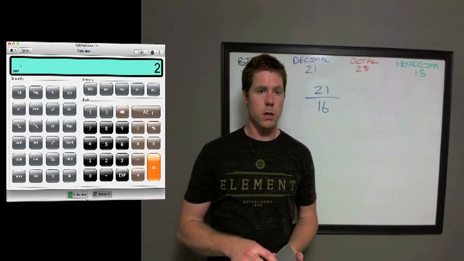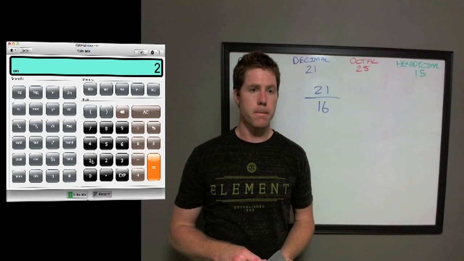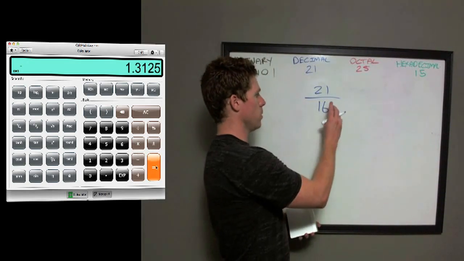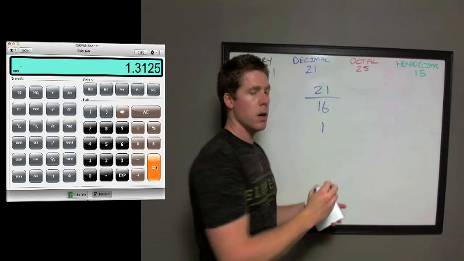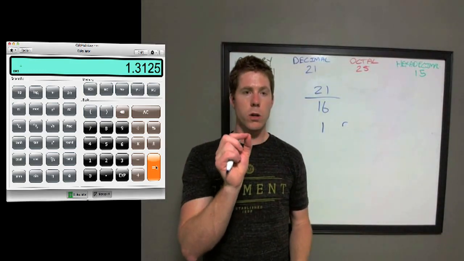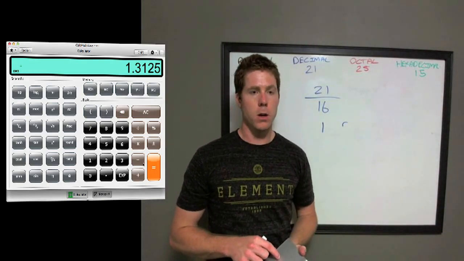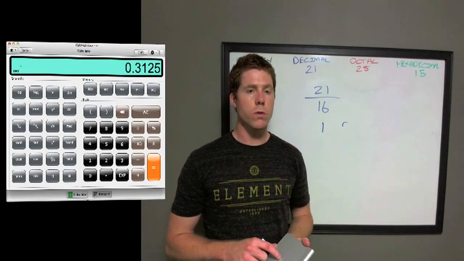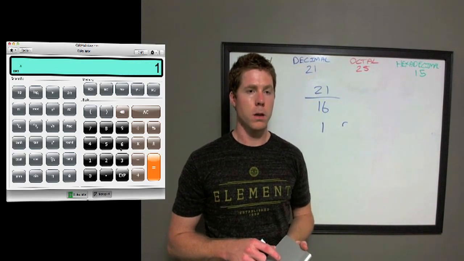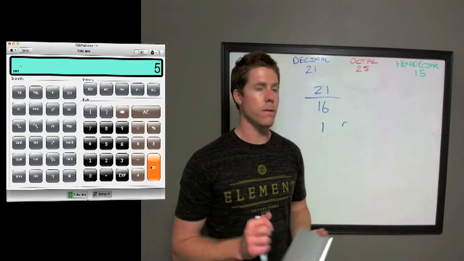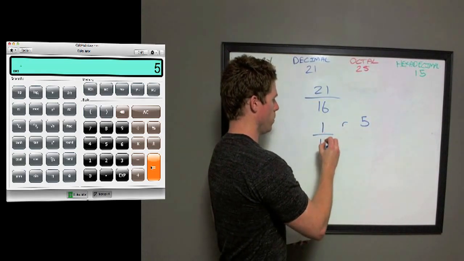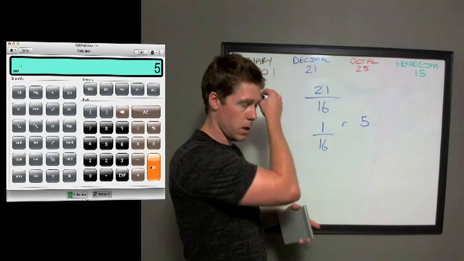So let's figure this out. 21 divided by 16. And we get 1, so 16 goes into there 1 full time, and then remainder 0.3125 of 16. So let's figure out what that is. So 0.3125 of 16 is 5. So it's 1, remainder 5. And we keep going until we get to 0 on this side.